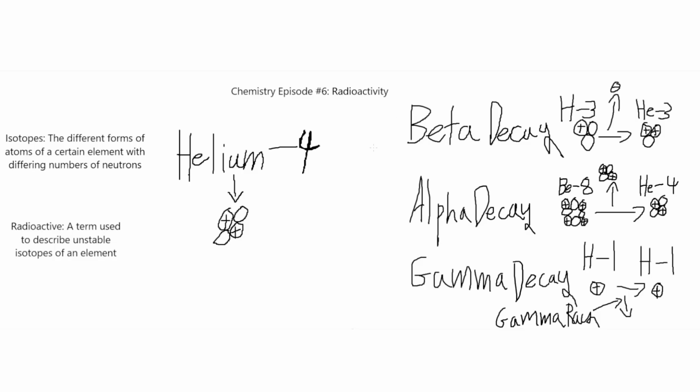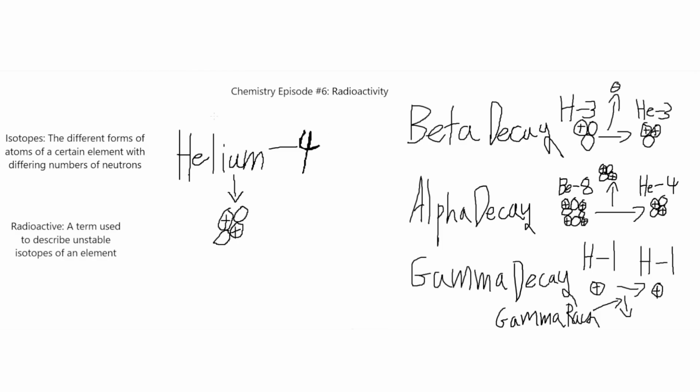Welcome to chemistry episode number 6, radioactivity. To understand radioactivity, you first need to understand isotopes. Isotopes are the different forms of atoms of a certain element with differing numbers of neutrons. If you could refer back to chemistry episode number 1, the structure of an atom, we haven't talked much about neutrons, but neutrons are important for radioactivity.